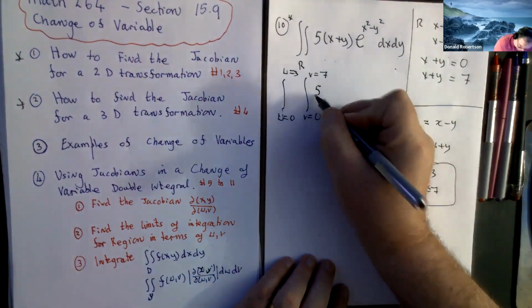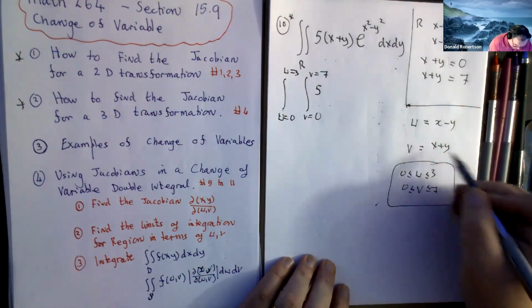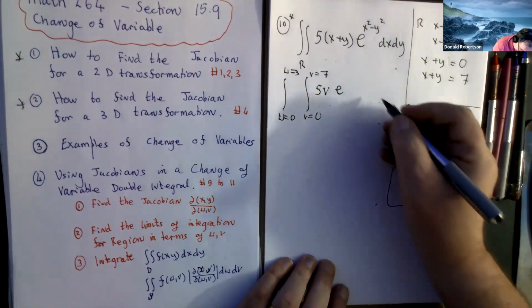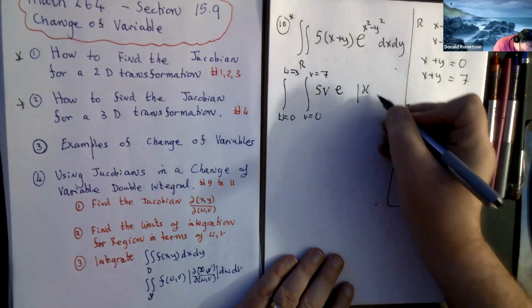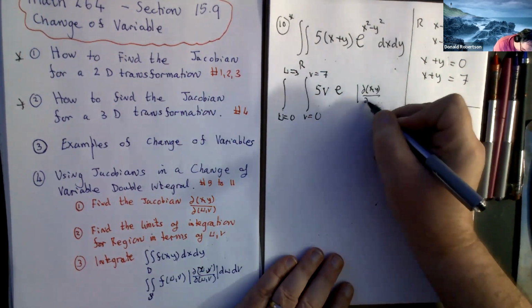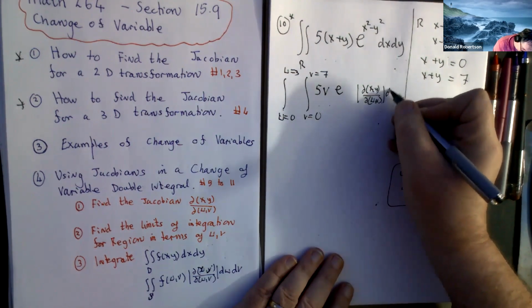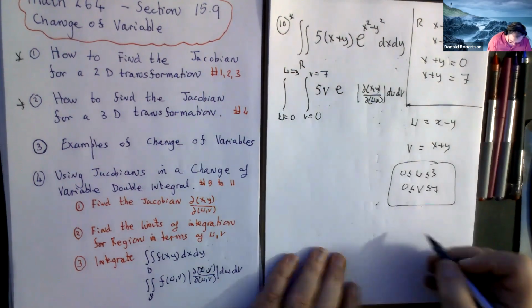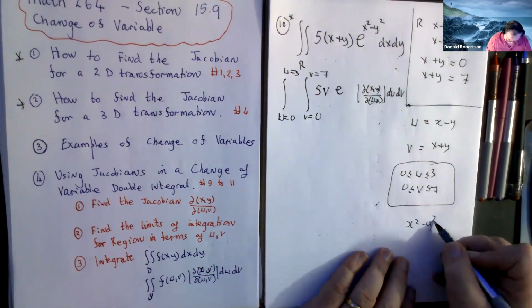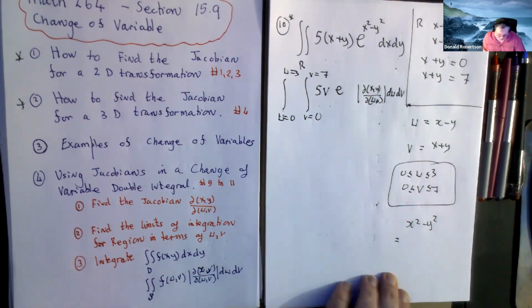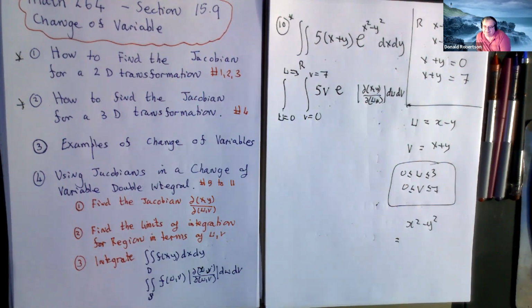I've got a 5. x plus y is actually v, and this is a bit sneaky. But x squared minus y squared has to turn into u's and v's, or this isn't going to work. That has to turn into u's and v's. Any thoughts on that? Because it is actually sort of in front of us.